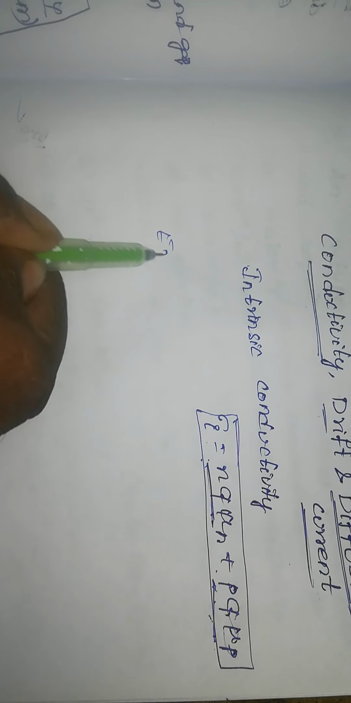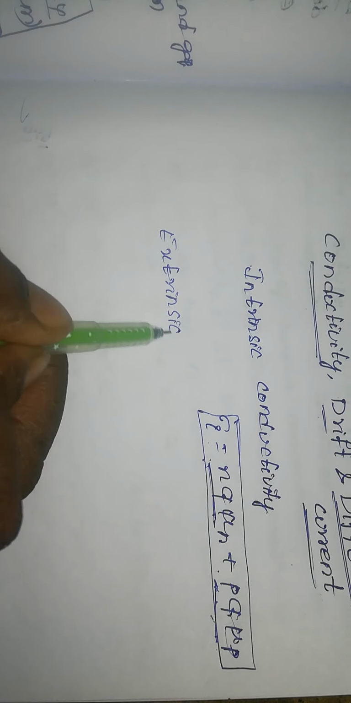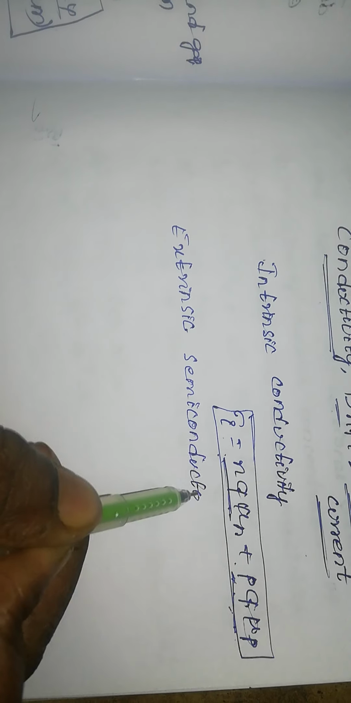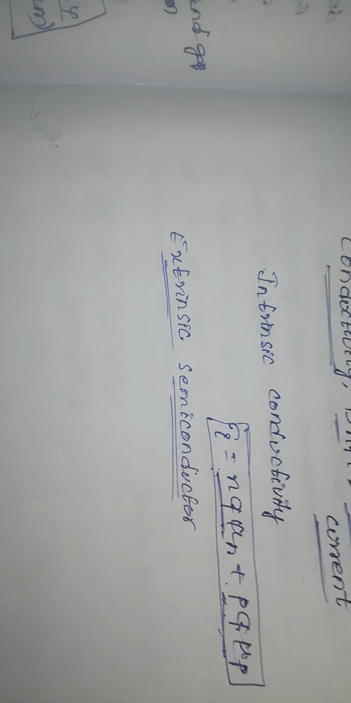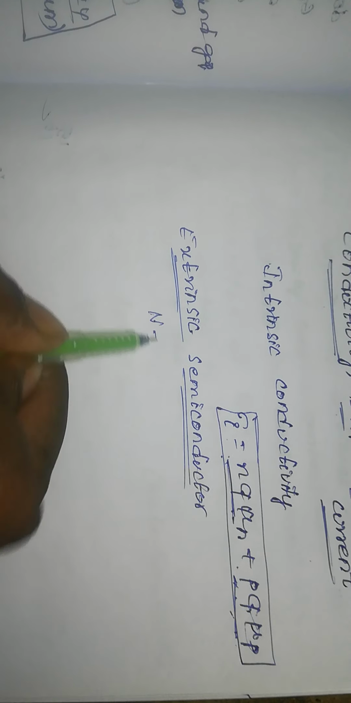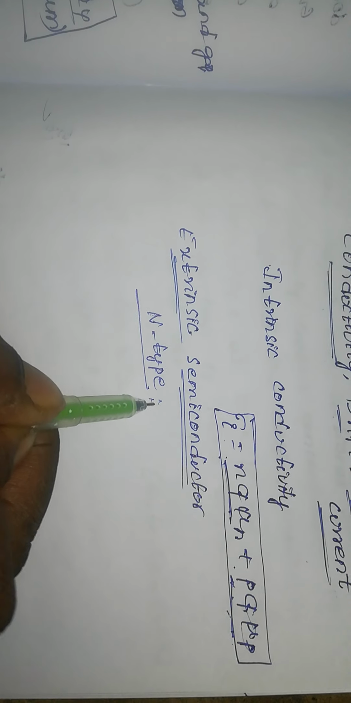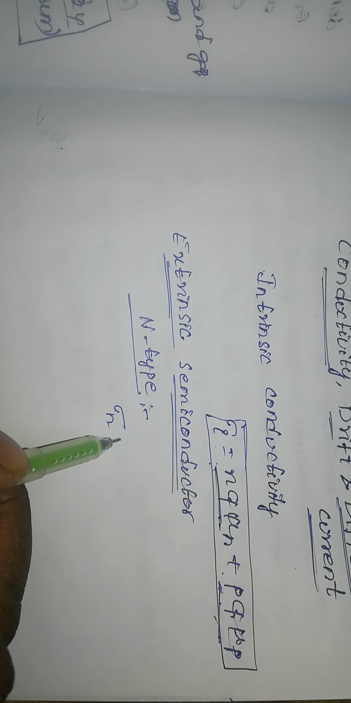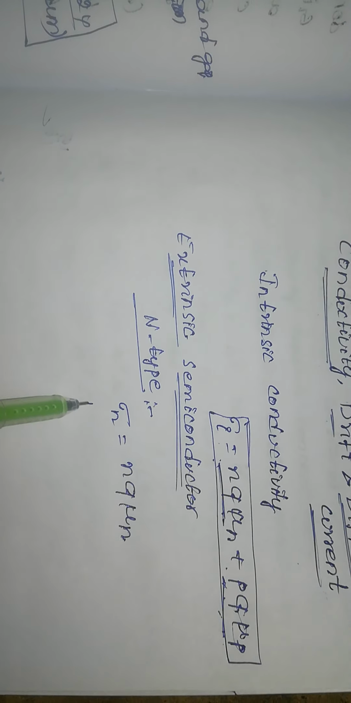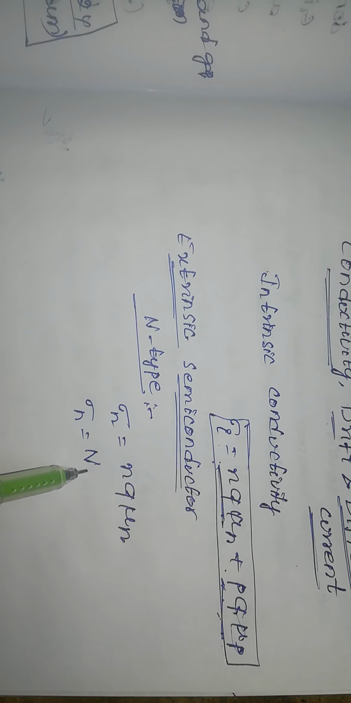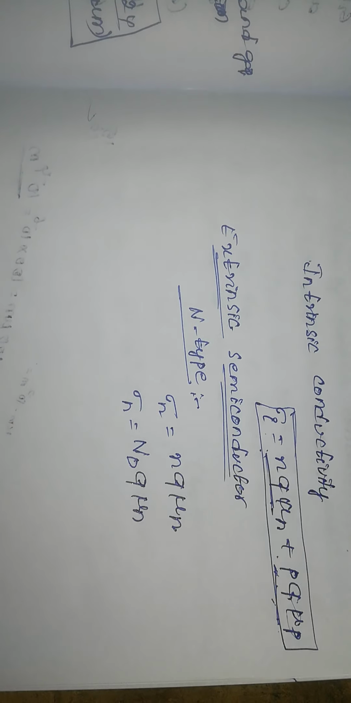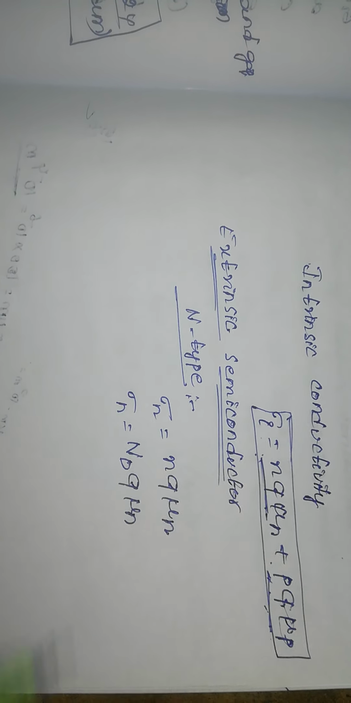Similarly, if we take an extrinsic semiconductor, we have the majority carriers as either electrons or holes. If the conductivity is due to an n-type semiconductor, the majority carriers are electrons, so the conductivity is equal to only n q mu n, or it can be represented as Nd q mu n, where n is the number of electrons and Nd is the donor ion concentration, both are the same.